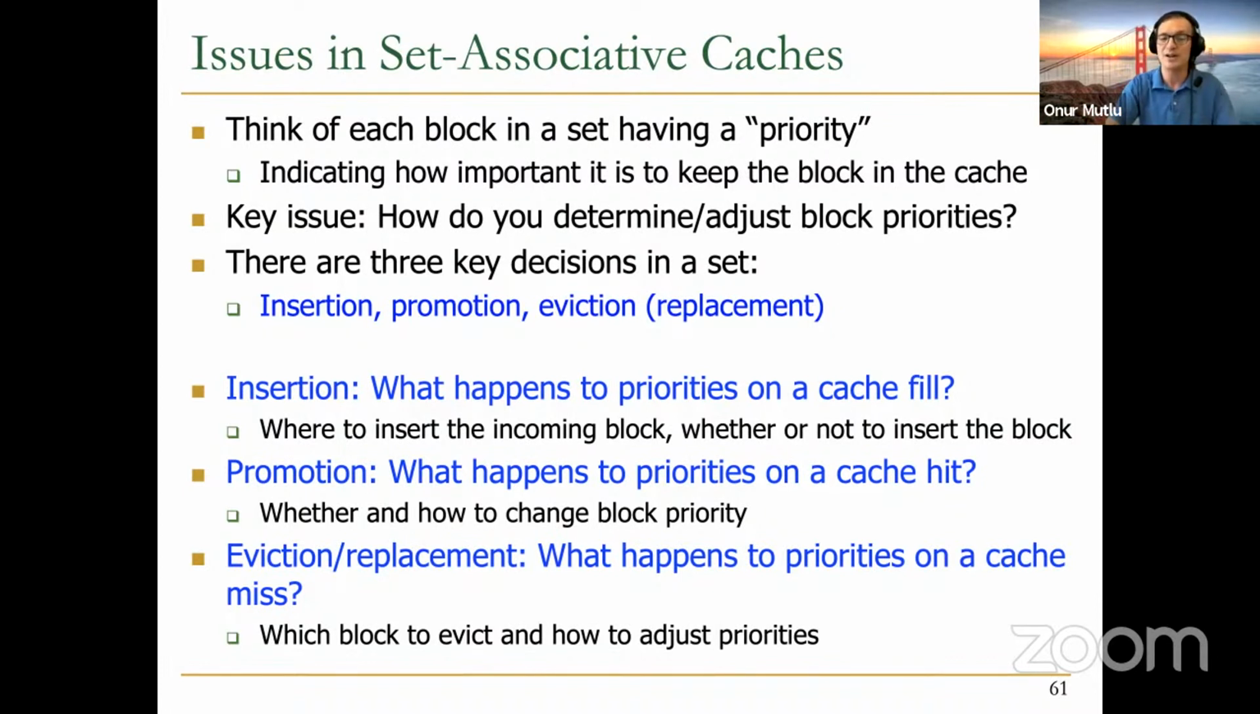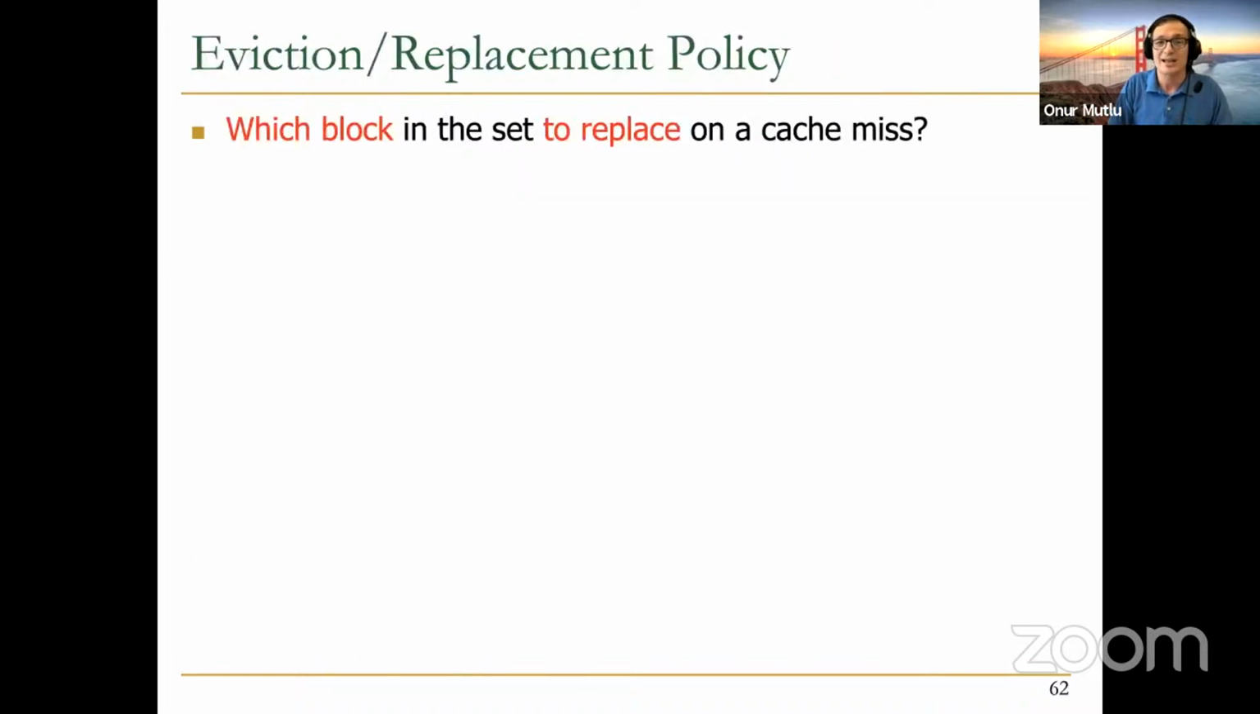Whereas here, if you are set associative, you have many potential blocks mapping into the cache, and in existing caches, it could be 32-way or 64-way set associative. You may actually have 64 blocks mapping to the same index. In that case, you need to actually make a good decision if you want to manage your cache well. Okay, so eviction policy is which block in the set to replace on a cache miss.